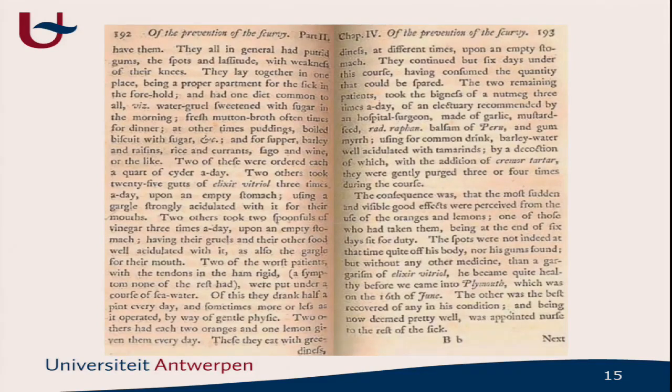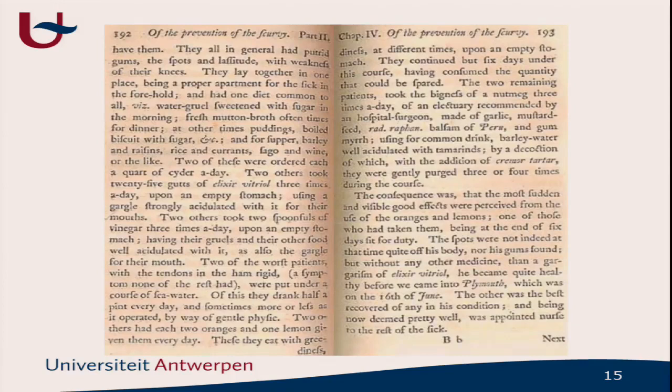"Two others took 25 gutts of elixir vitriol three times a day upon an empty stomach, using a gargle strongly acidulated with it for their mouths. Two others took two spoonfuls of vinegar three times a day upon an empty stomach, having their gruels and their other food well acidulated with it, also the gargle for their mouth." This is a little bit strange now. "Two of the worst patients," so he starts saying that they are all the same. Nevertheless, there were two worst patients. So this is a contradiction.